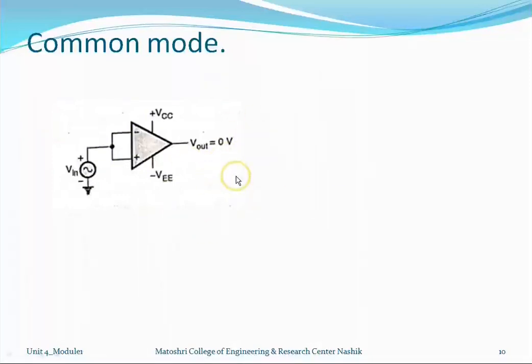So here it is clear that producing a zero output for a common mode signal is what we call common mode rejection. There is a ratio of common mode rejection, which we call the CMRR. In upcoming slides we will study this CMRR.